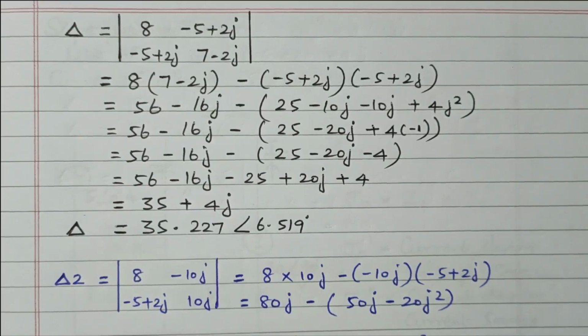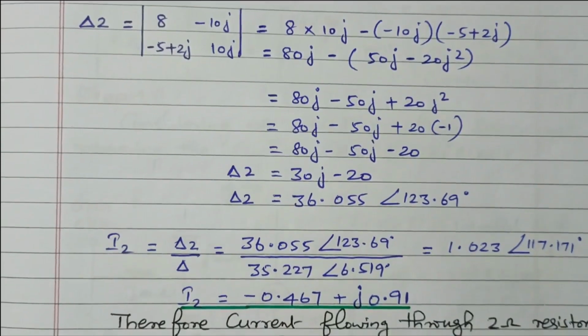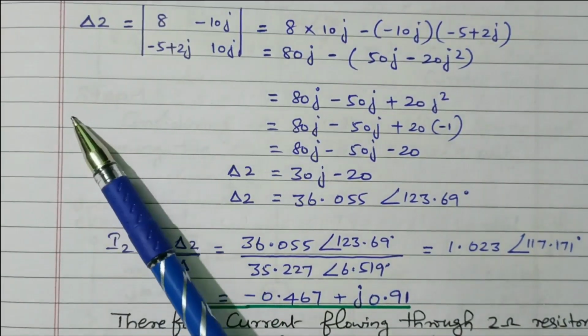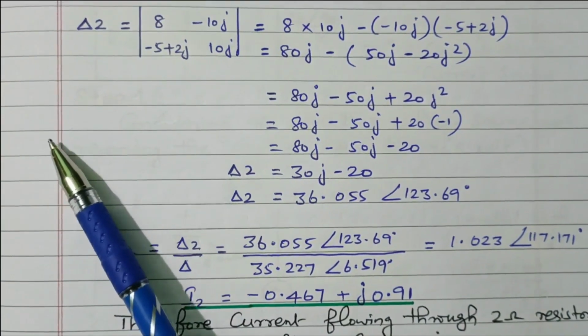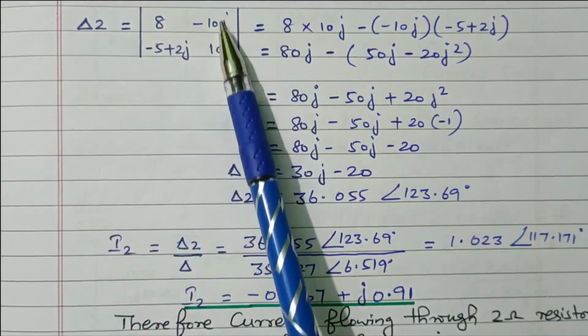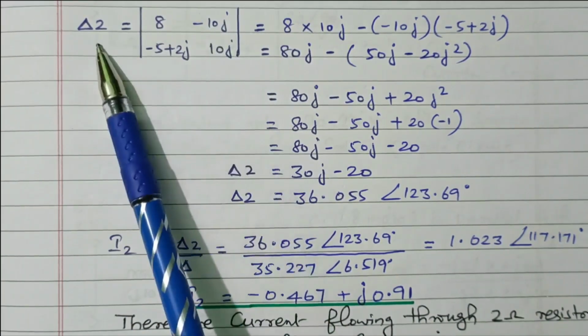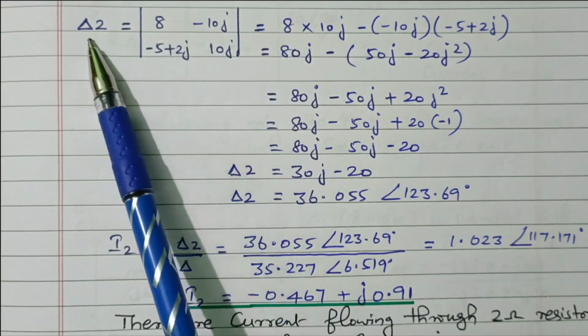Now we will go to delta 2. Delta 1 is not needed. The I1 value is not needed. What we need is I2. So directly we can go to the delta 2 value. So 8, minus 5 plus 2j. The second column is replaced by the voltage matrix, that is delta 2. The first column replaced gives delta 1.